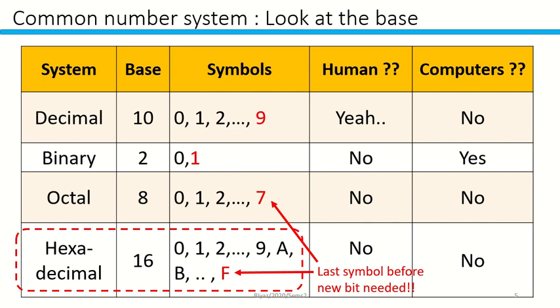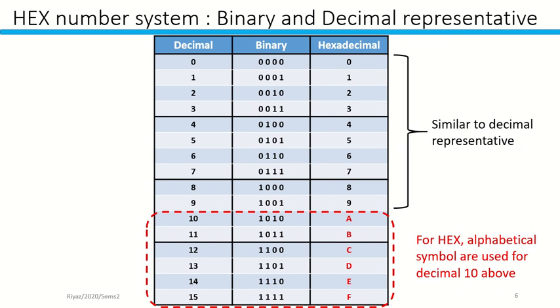And the common number system on hexa, we're going to focus on this part. Please be careful on the last symbol. All of the symbols are from 0 to F. So 0, 1, 2, 3, 4, 5, 6, 7, 8, 9, then 10 is A, B, C, D, E, and lastly F. So this is how the hexa number system can be converted to decimal and binary.